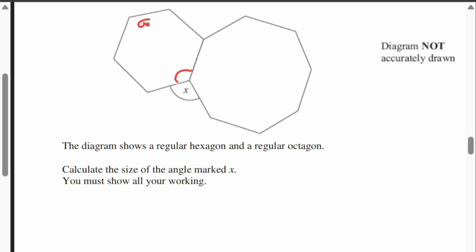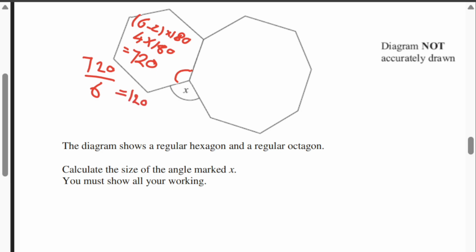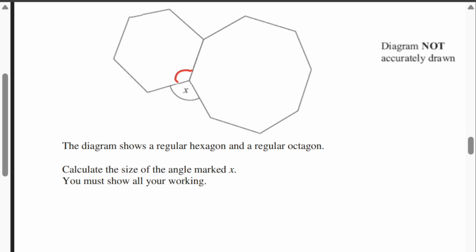So it's 6 minus 2 times 180. So it's 4 times 180, which is 720. 720 is the sum. So if you do 720 divided by the number of angles, which is 6, it gives you 120. This is very good. That means this angle here is 120. So let's just write it here.